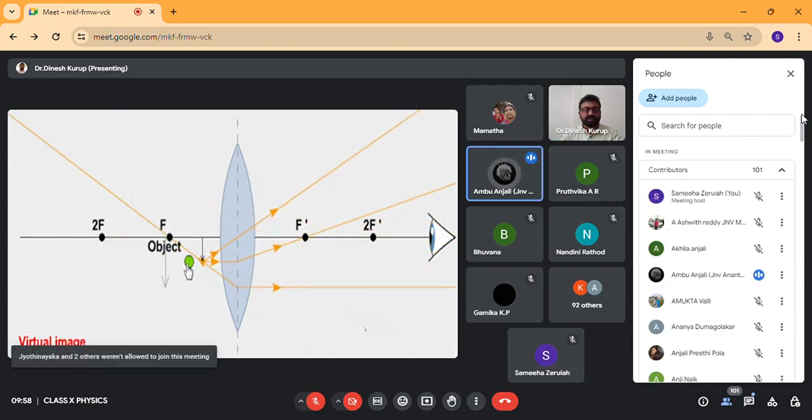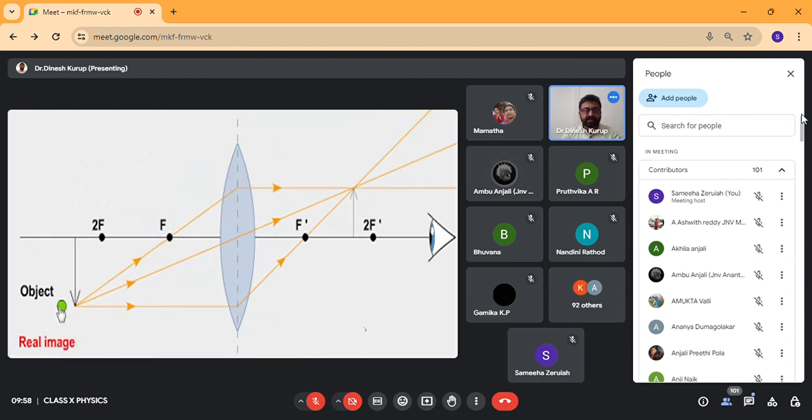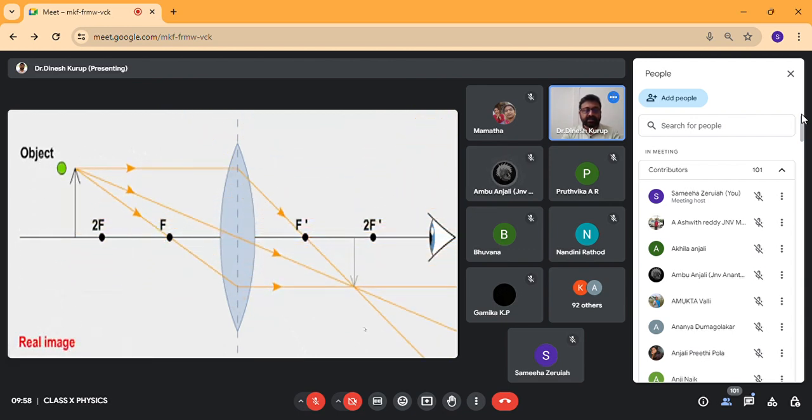Sir, doubt, sir. Yeah, sure. So the 2f is the center of curvature, right? Yeah, correct. Thank you.